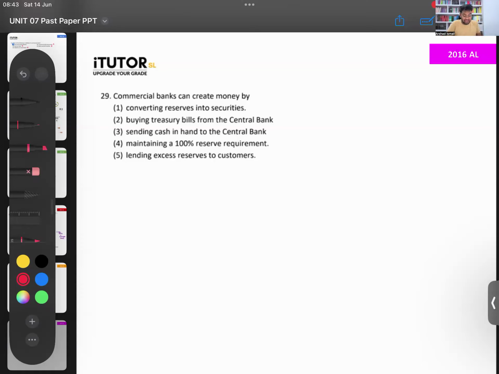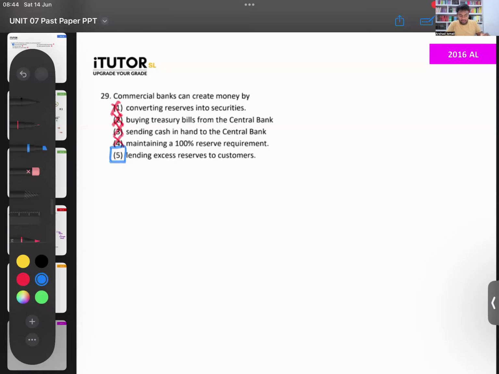Commercial banks can create money by converting reserves into securities? No. By buying treasury bills? No. By sending cash to the central bank? No. By maintaining 100% reserve requirement? No. By lending excess reserves to customers? Yes. That's how you create money, no?